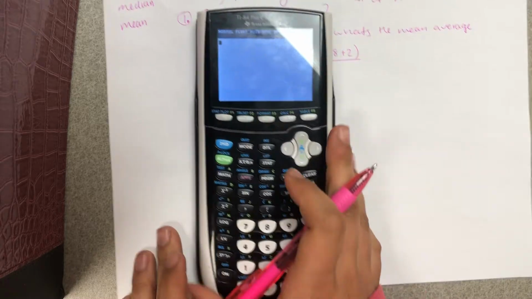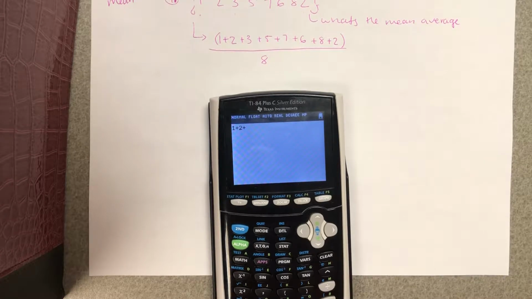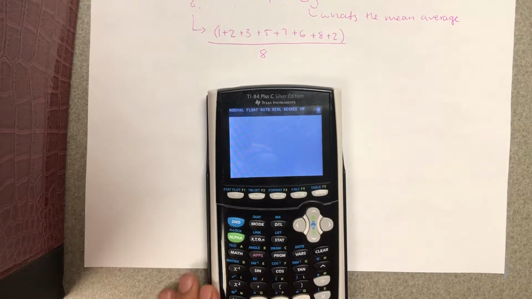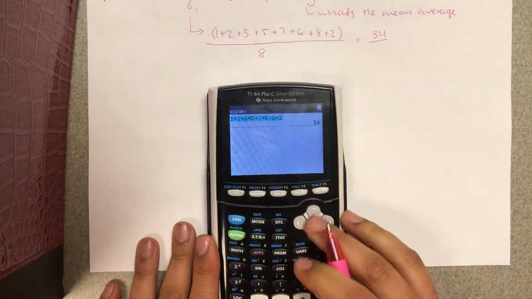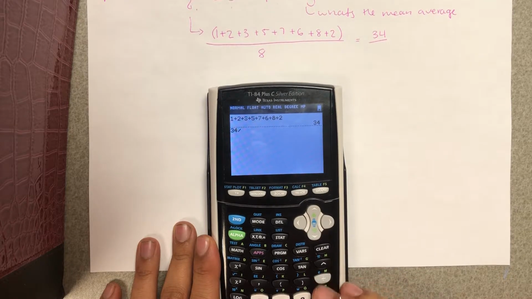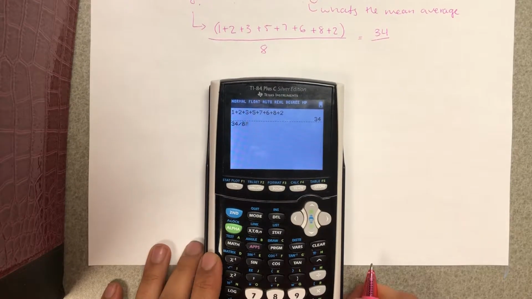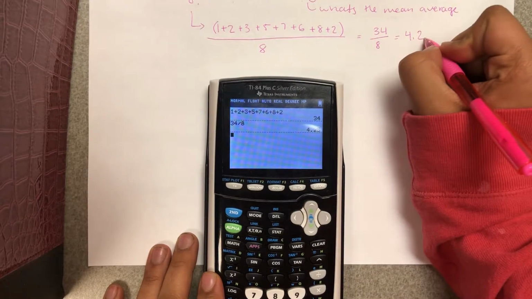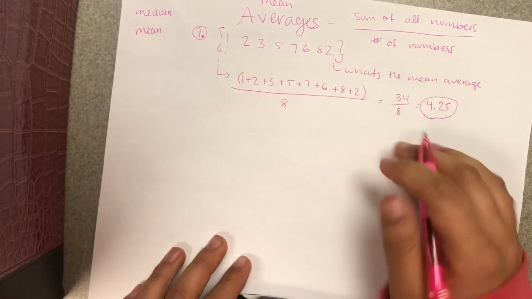So let's calculate it. We have 1 plus 2 plus 3 plus 5 plus 7 plus 6 plus 8 plus 2, and that is 34. And we divide that by 8, because that's the number of variables in our data set, and we get 4.25. So 4.25 is the mean average of this data set.